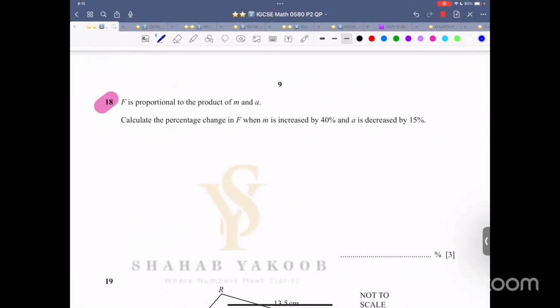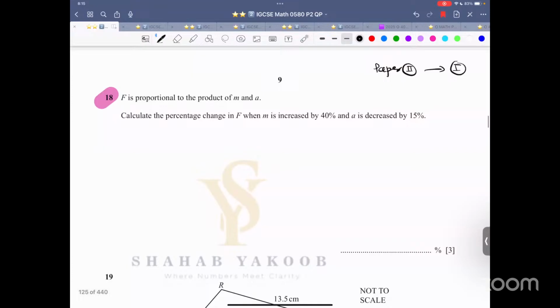This question is like a paper 2 question. If it comes in the exam, they would give you simple numbers. Let me make it a paper 1 question. So the examiner will change the values and make it simpler. Now it says F is proportional to the product of M and A. So F is proportional to MA, therefore F equals KMA. That is the first thing.